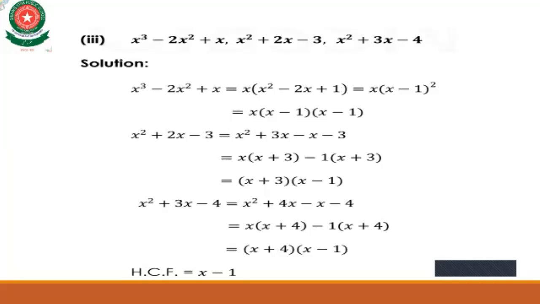Our next term is x square plus 2x minus 3. So we have to find factors which, by multiplying, give minus 3 and, by adding, give plus 2. So you can write it as x square plus 3x minus x minus 3. Taking x common, remaining will be x plus 3. Taking minus 1 common, remaining will be x plus 3. So x plus 3 is a common factor, remaining is x minus 1.